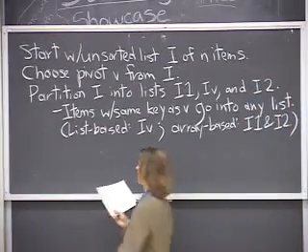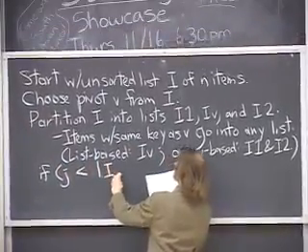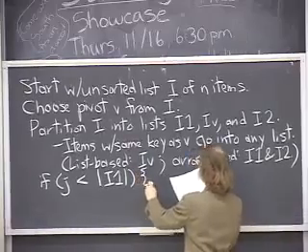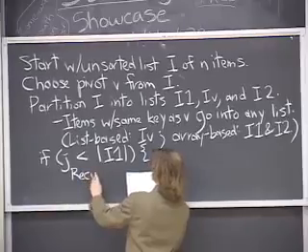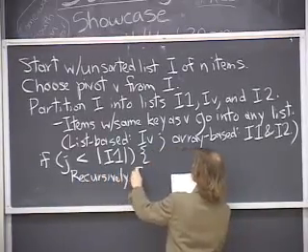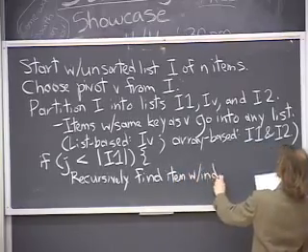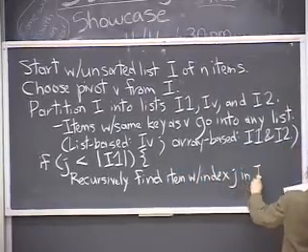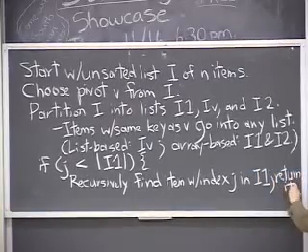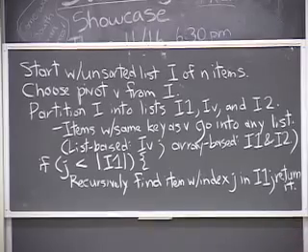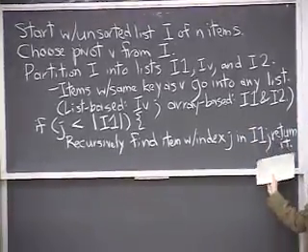And here's how we do it. If the index j we're looking for is less than the size of the list I1, then we look in the list I1. So we recursively run quick select to find the item with index j in list I1 and then return it. In this case, we do not have to go look in I2 or sort I2 at all.